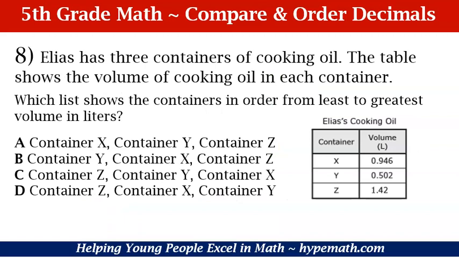Question number 8 says, Elias has 3 containers of cooking oil. The table shows the volume of cooking oil in each container. Which list shows the containers in order from least to greatest volume in liters?